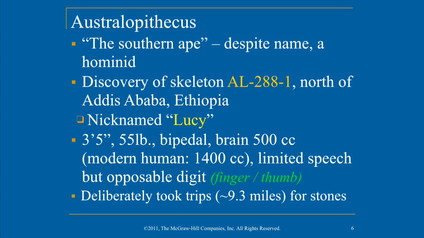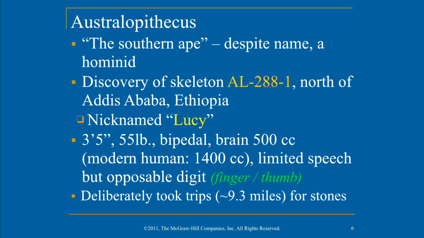And she stood about 3'5" when she was alive. She was 55 pounds. She was bipedal, which meant that she walked on 2 feet. She had a brain of about 500 cc's, whereas the modern human has a 1400 cc, or cubic centimeter, brain. Now, you can tell right away that there's a lot of differences between what we would understand as humans today and hominids or Australopithecus back then.